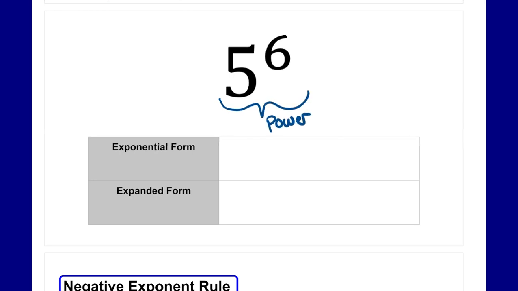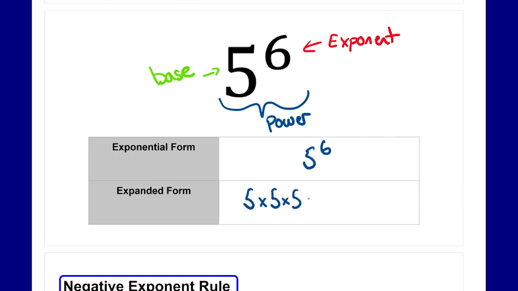And a power consists of two parts. One, we have our exponent, and we have our base. So the exponential form is exactly what we see here, where the power is 5 to the power of 6. Now the expanded form is what this actually represents. And this actually represents 5 times 5 times 5 times 5 times 5 times 5.